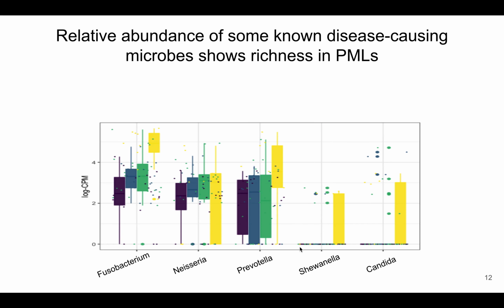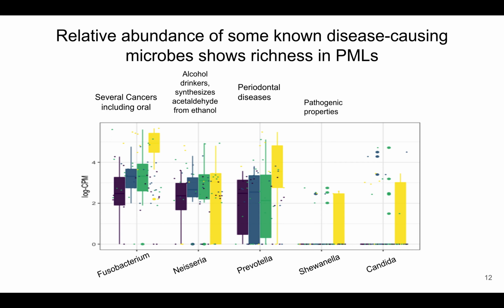And then we can look at the relative abundance of some of the disease-causing microbes, which have been shown to be rich in our samples. For example, Fusobacterium is associated with several cancers, including oral cancer. And then you have Neisseria, which is common among alcohol drinkers. And then Prevotella and Tannerella have pathogenic properties and have also been associated with periodontal diseases. And then you have Candida, which causes fungal infection. So this pattern gives us an idea that some of the disease-causing microbes have an influence on some of the cancer or pro-inflammatory pathways.